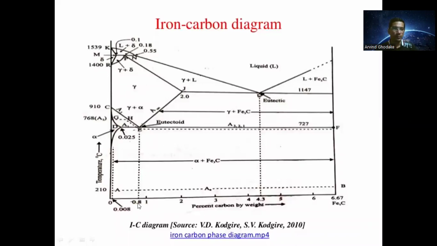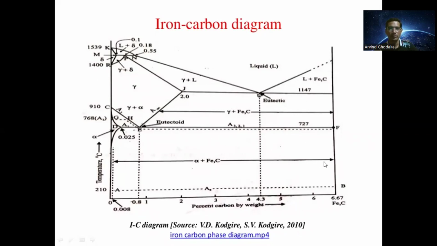So here at 0.8% the reaction that occurs is a eutectoid reaction. At 4.3% of carbon, the reaction is a eutectic reaction. So at 2% carbon, there will be the steel. From 0.008 to 2%, this diagram represents the steel. And from 2% to 6.67%, this diagram is for the cast iron.